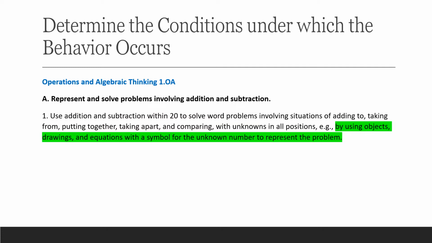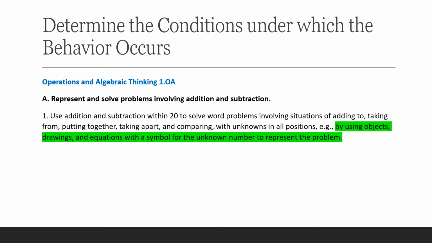So the next step is to determine the conditions under which the behavior occurs. So how do they do that? What does this actually look like? What does this look like in the classroom? And notice that in this particular standard, they actually tell you that. Sometimes you have to determine that yourself, but in this standard, they tell you: by using objects, drawings, and equations with the symbol for the unknown number to represent the problem.